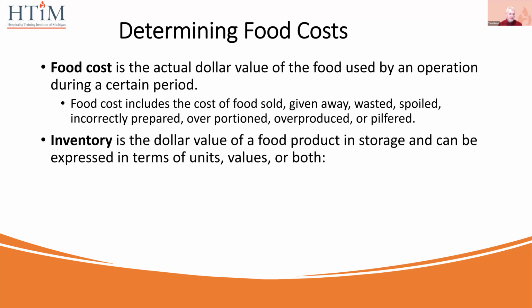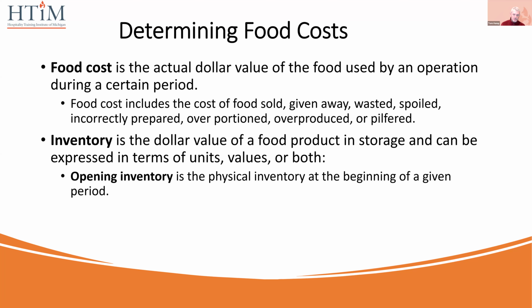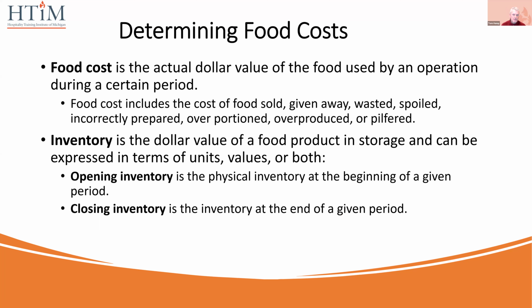Inventory really is the dollar value of food product in storage and can be expressed in terms of units, values, or both. We typically have this down in our point of sale system or in our software somewhere. Somebody in your organization has the ability to look into these systems to understand what's going on. So inventory is composed of your opening inventory, that's a physical inventory at the beginning of a certain period where you're actually going through and counting the different types of products that you have. There's the closing inventory. That's the end of any given period, right?